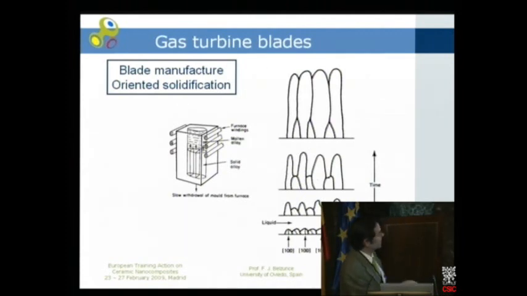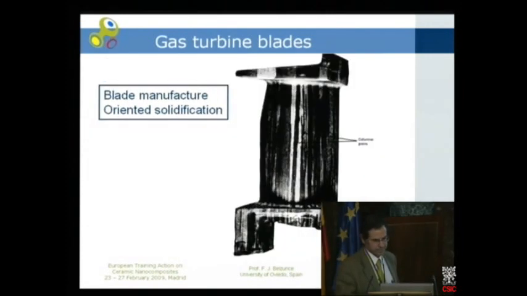This is the induction coil. This is the liquid metal, and if we withdraw this mold very slowly downwards, we can promote some kind of oriented solidification, in which the grains are oriented in the direction of the blade. At the end, we have grains very elongated in the direction of the blade.